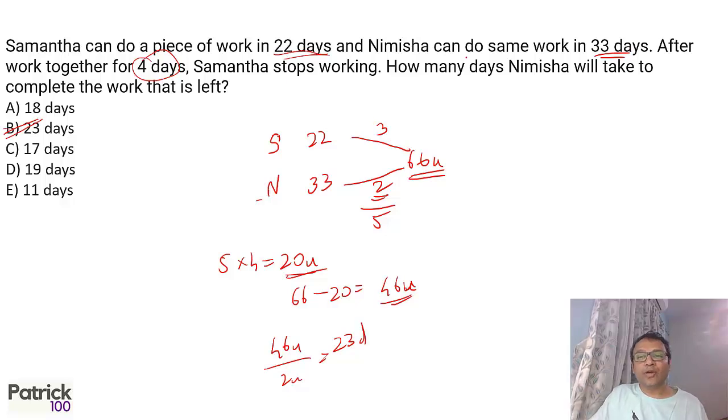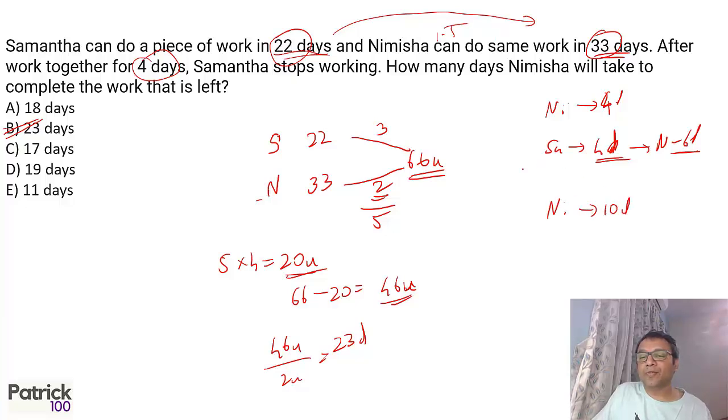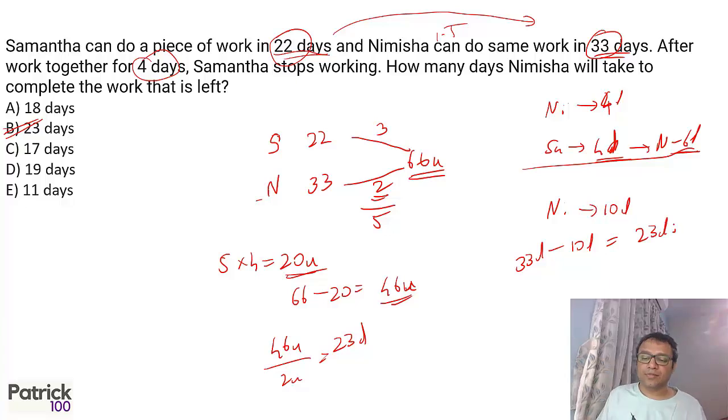There is also one more, simpler way of doing it. Nimisha has worked for 4 days, and Samantha has also worked for 4 days. But Samantha's 4 days is the same as Nimisha's 6 days, because Samantha's 22 days is Nimisha's 33 days, which is 1.5 times. That means Nimisha's 10 days of work is over. So out of 33 days, 10 days of work is over, and what is left is 23 days of work. That will be the answer.